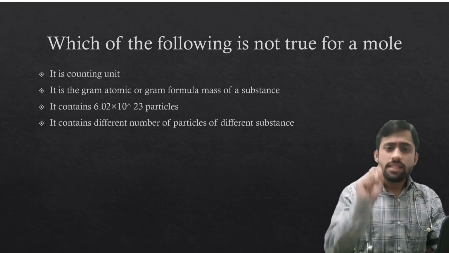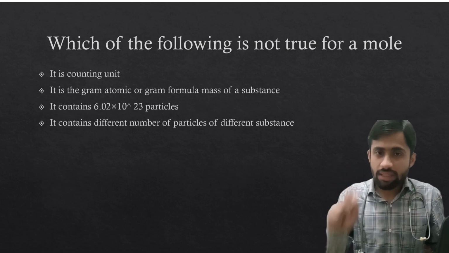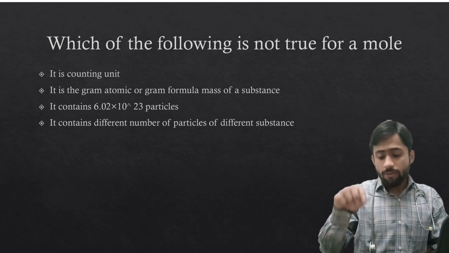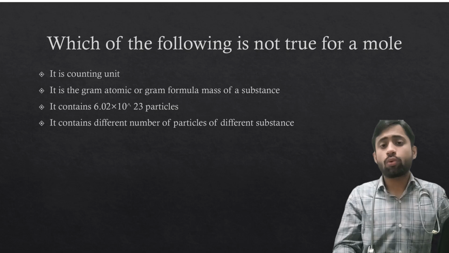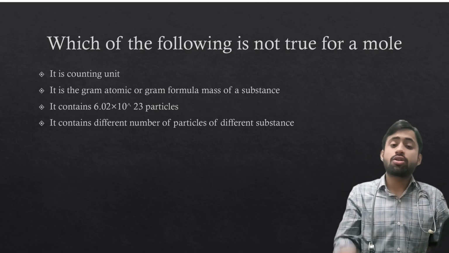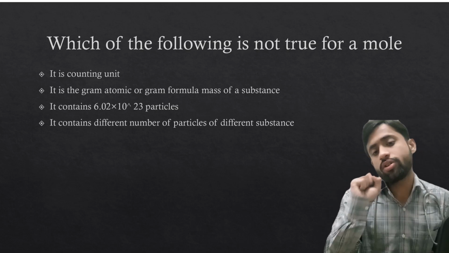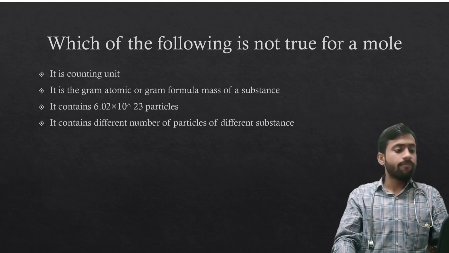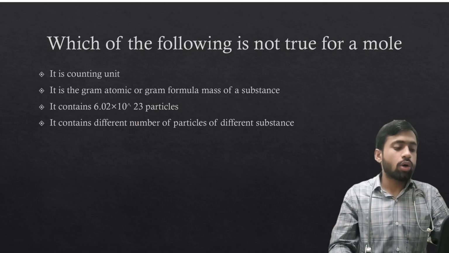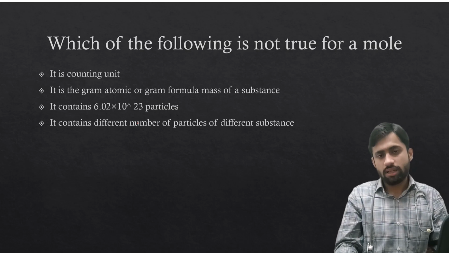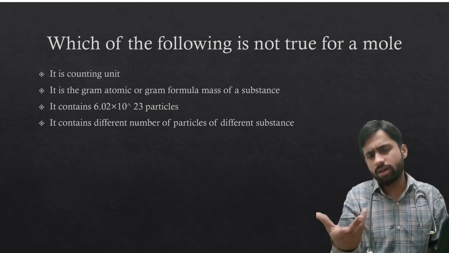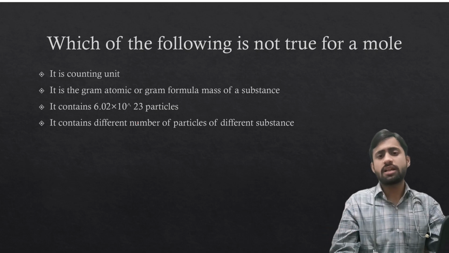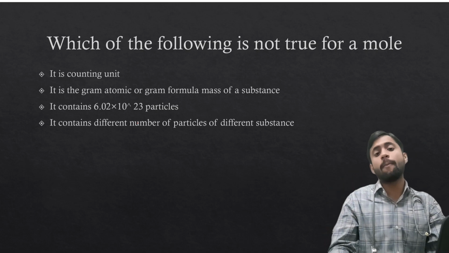If you have 6.02 into 10 to the power 23 particles of anything, that means you have 1 mole of that particle. If you have 6.02 multiplied by 10 to the power 23 atoms of hydrogen, that means you have 1 mole of atoms of hydrogen. Basically, what does a mole represent? It is a counting unit, okay? It is the gram atomic or gram formula mass of the substance. You may say that because the formula mass basically represents the mass of that particular mole of substance.